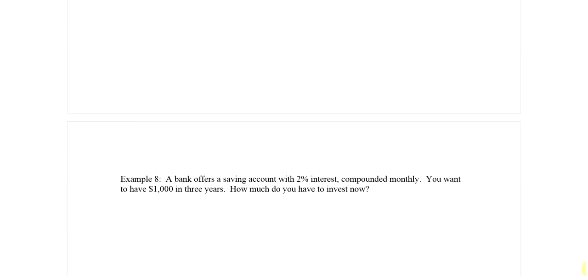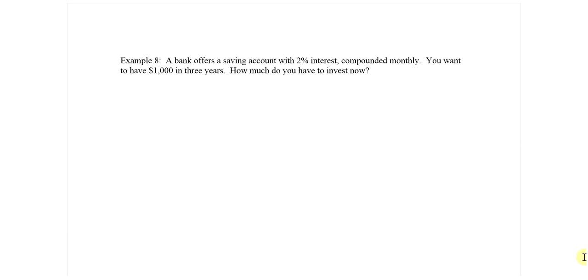So, last example for this section. A bank offers a savings account with 2% interest compounded monthly. You want to have $1,000 in 3 years. How much do you have to invest now? Compounded monthly or compounded daily or compounded weekly, whatever. See that phrase? That means use the compound interest formula.